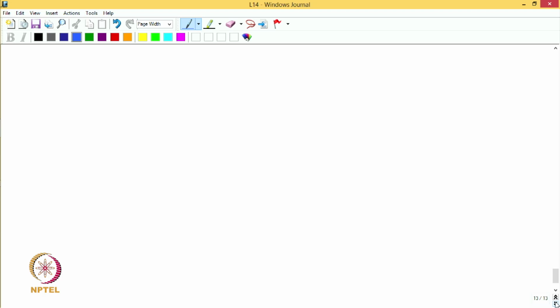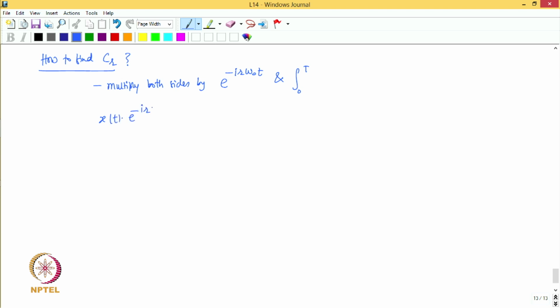Now, how do we determine the complex coefficients, that is, how to find Cr? Here we can multiply both sides by e to the power minus i r omega naught t, and integrate over one time period of the signal. When we do that, we get this result. Now we have the integral from 0 to T, and the summation from n equals minus infinity to plus infinity of Cn e to the power i n omega naught t multiplied by e to the power minus i r omega naught t, into dt, correct.